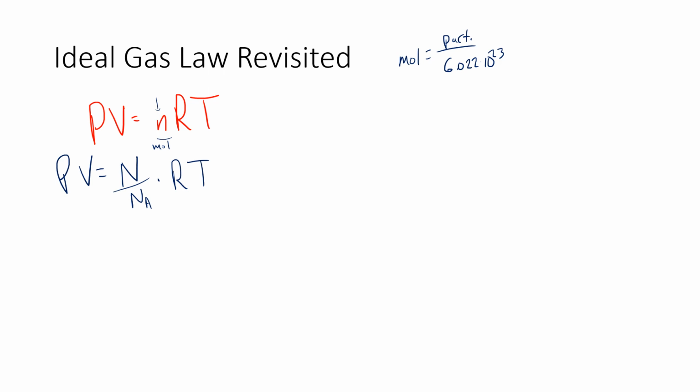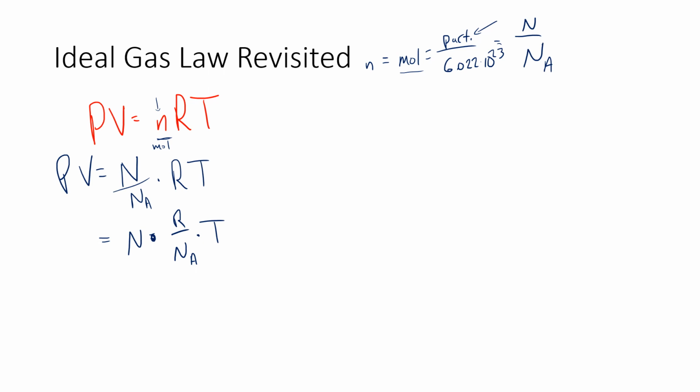So this is what we're doing here. I'm replacing moles, which is the lowercase n, with particles, which is uppercase N, divided by 6.022 times 10 to the 23. That's a constant. It's Avogadro's number. Okay, so this is what we're swapping here. So I'm switching these guys out. So what this is going to turn into, I'm going to just do some rearranging here, is PV is equal to N times R over N_A, and then the T is still going to be there as well, okay?